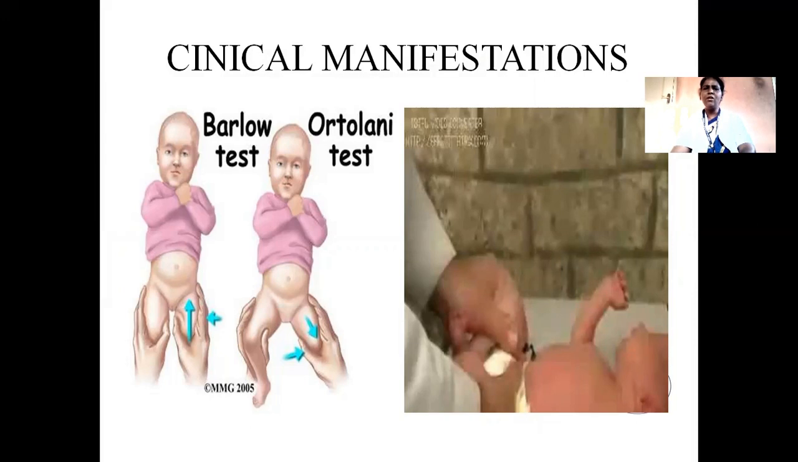Second test is the Ortolani sign. The child will be in the supine position. The hip will be flexed. Then the examiner's middle finger of one hand will touch the greater trochanter, and the thumb will touch the lesser trochanter of the baby, that is inside the thigh. Then give inward, forward pressure. Then the displaced head of the femur will be fixed into the acetabulum. That is called Ortolani's sign.